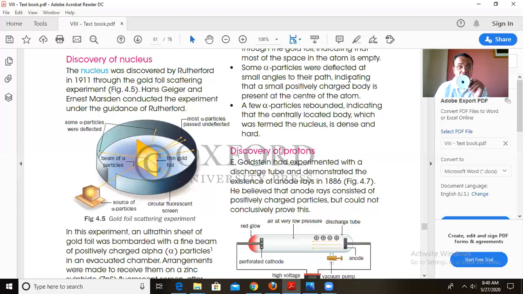And how can we say it is positively charged? Because these rays consist of positively charged particles, so they undergo deflection. They will not get attracted. So this indicated that the atom consists of a central positive part called the nucleus, and in this nucleus there must be subatomic particles, which led to the discovery of protons.